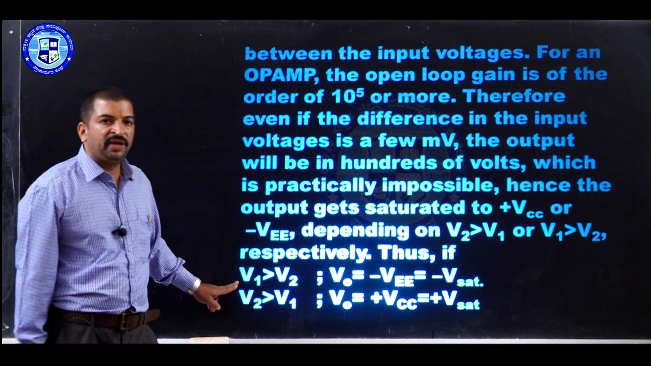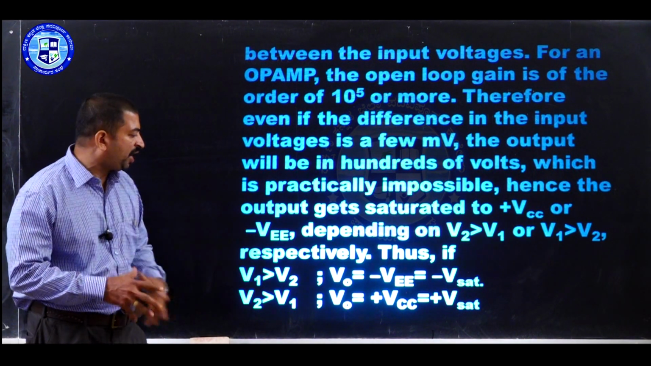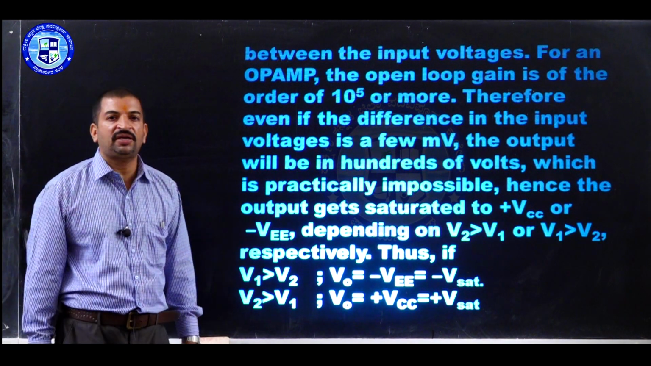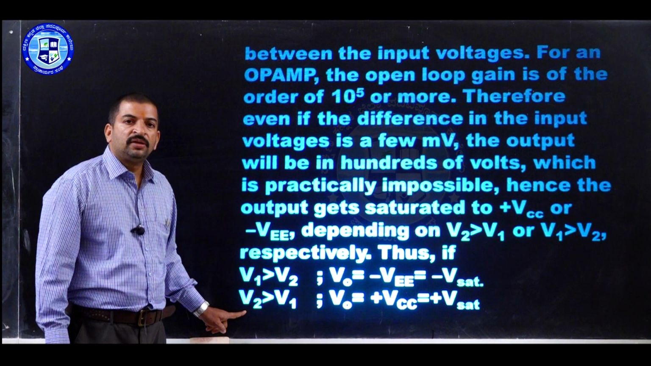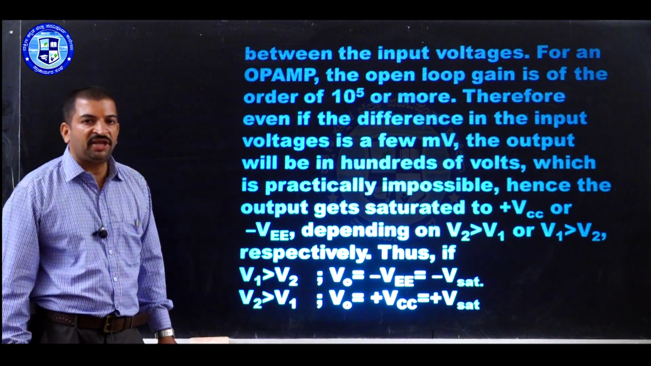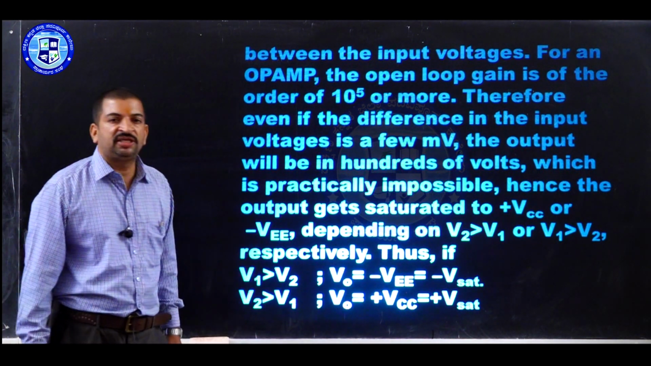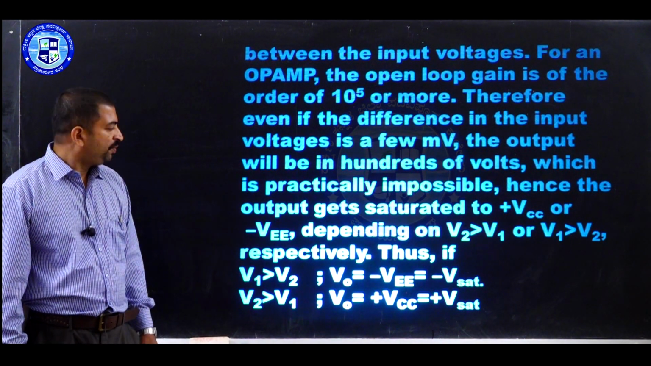Now consider V1 is greater than V2. When the input voltage V1 is greater than V2, then the output voltage is equal to minus V saturation. That is, output voltage is at minus V saturation. When the voltage across non-inverting input terminal is greater than the voltage across inverting terminal, then output voltage is equal to plus VCC, or it is equal to plus V saturation.